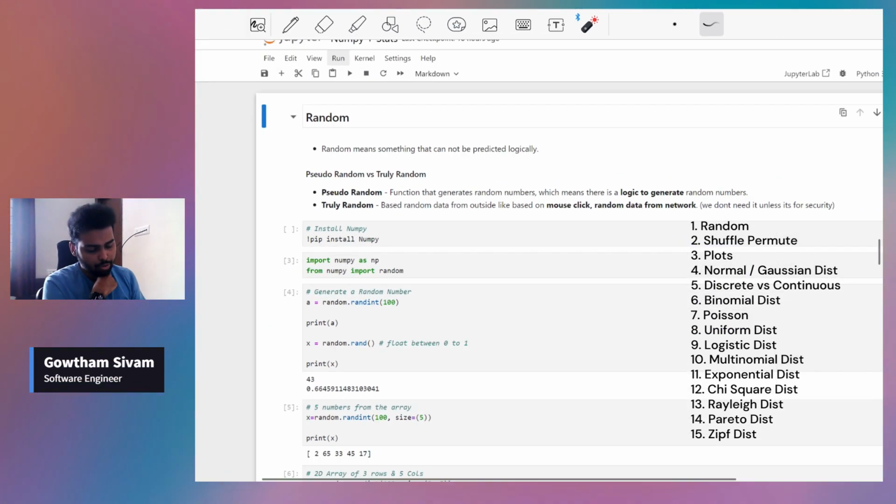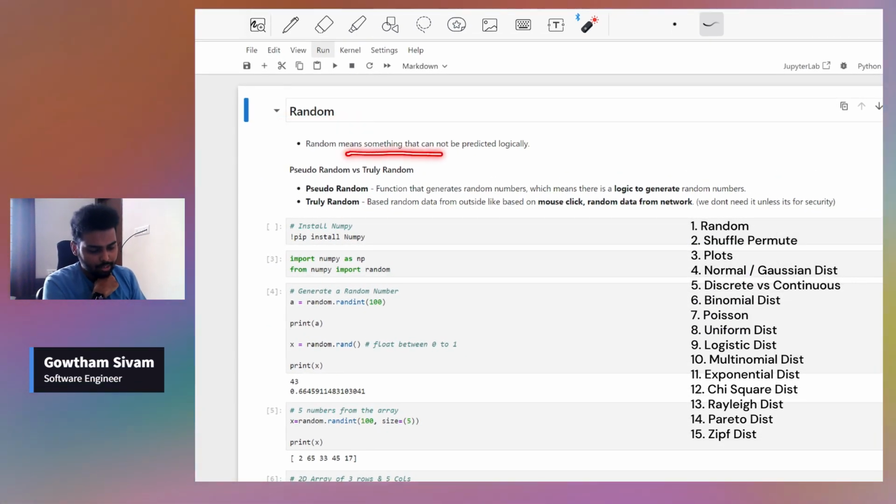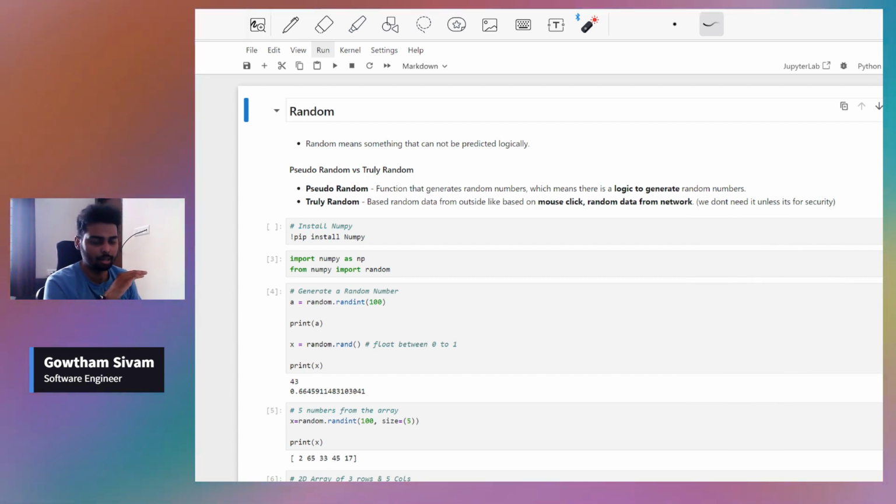The first operation that we are going to see is random. Random means something that cannot be predicted logically. Random is not just a different number. It is something that you should not be able to predict with some logic. That is what a random number is like.